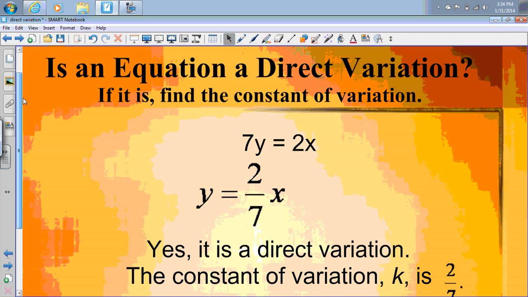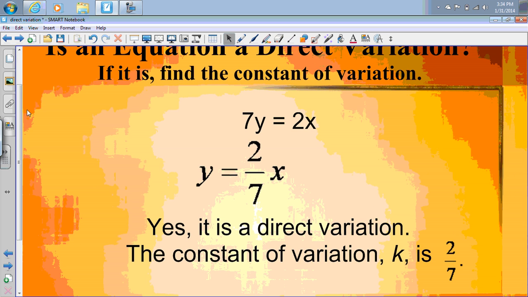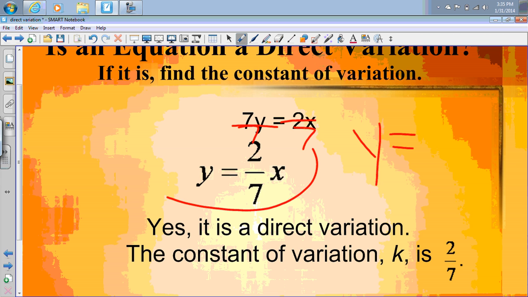Let's look here. Remember I'm trying to get y equals, divide by 7, y equals 2/7 x. Is that in the form y equals kx? Absolutely. So it's a direct variation.